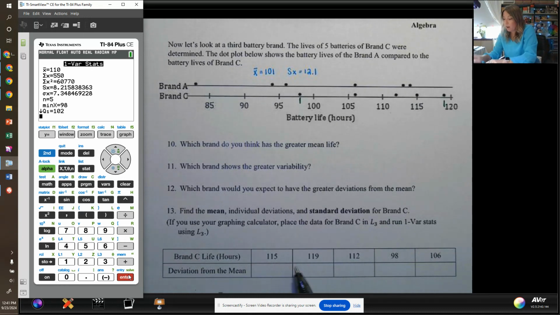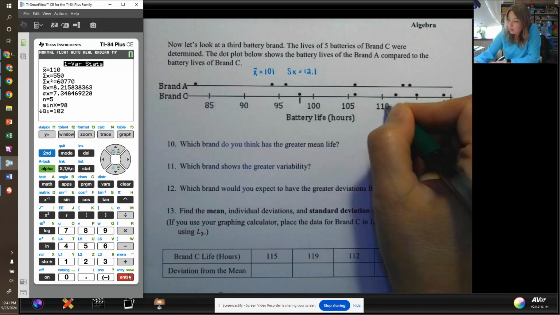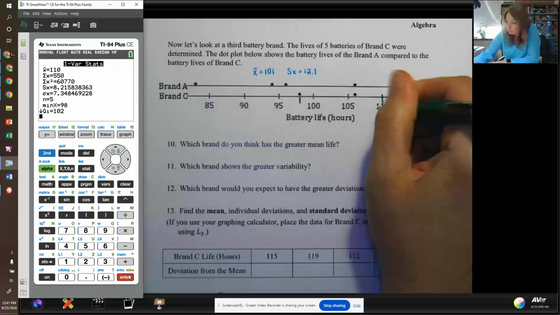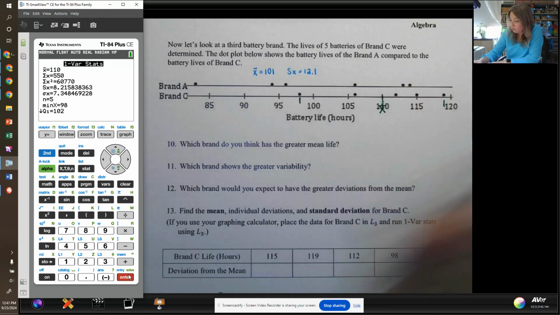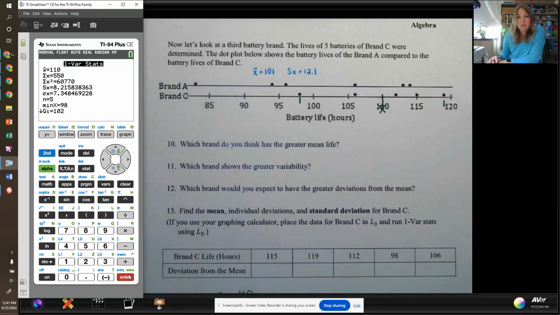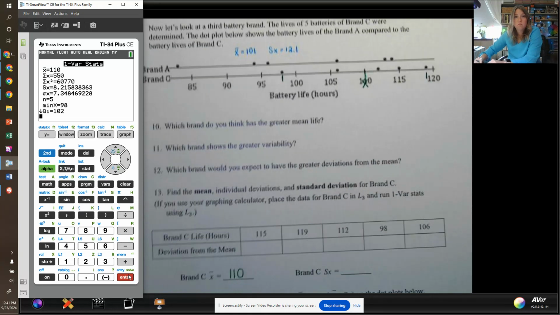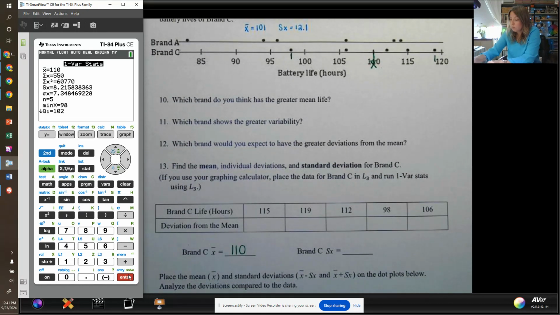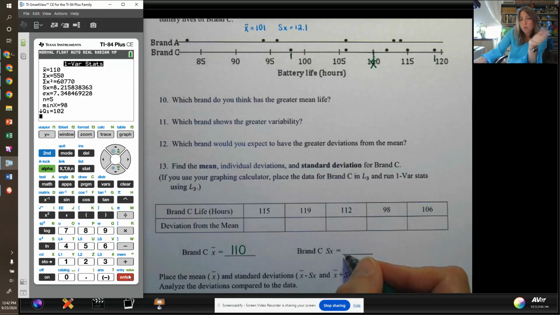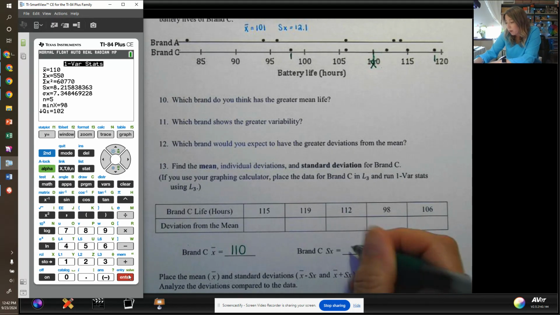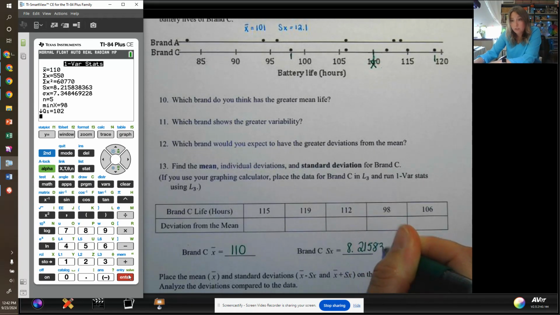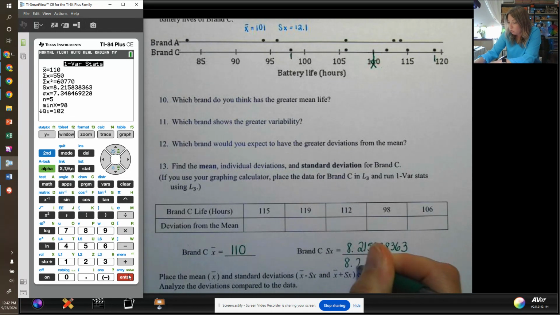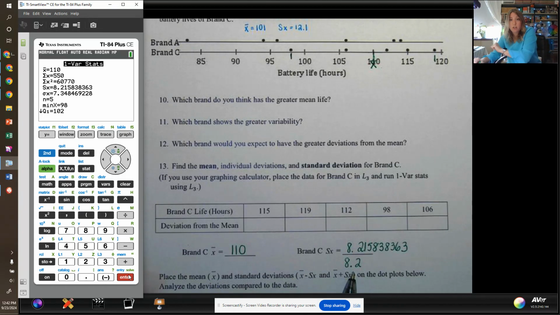Oh, I was almost right on the money, right? My mean is 110, so that is my average, and I'll write it on here as well. 110 hours of battery life. And my standard deviation, I'm going to write the whole thing out, and then I'm going to round to the nearest tenth. So always write the whole thing out and round if you are asked to. You are being asked to by me, so we are going to do that. So let's round to 8.2 hours of battery life. And as predicted, a lower standard deviation.